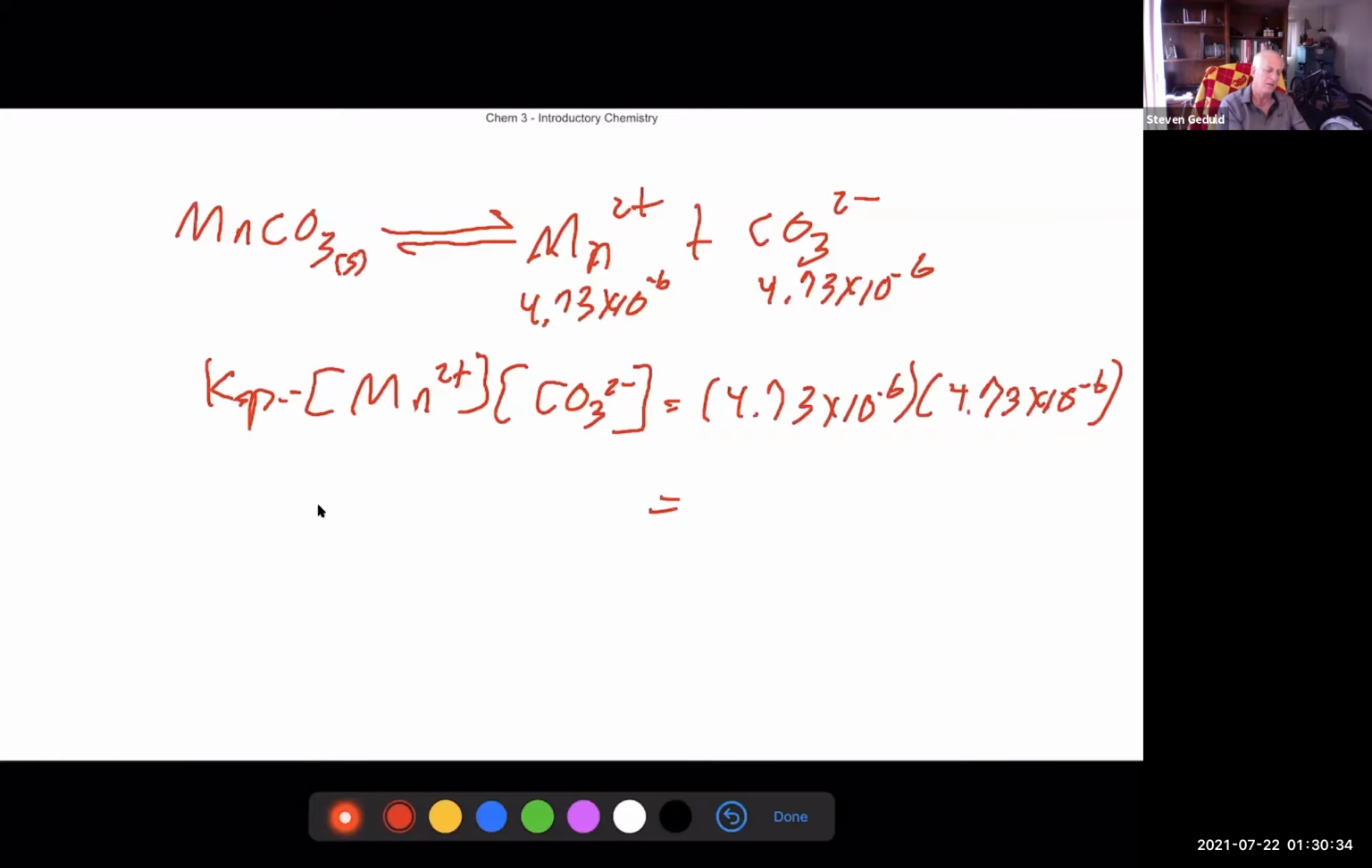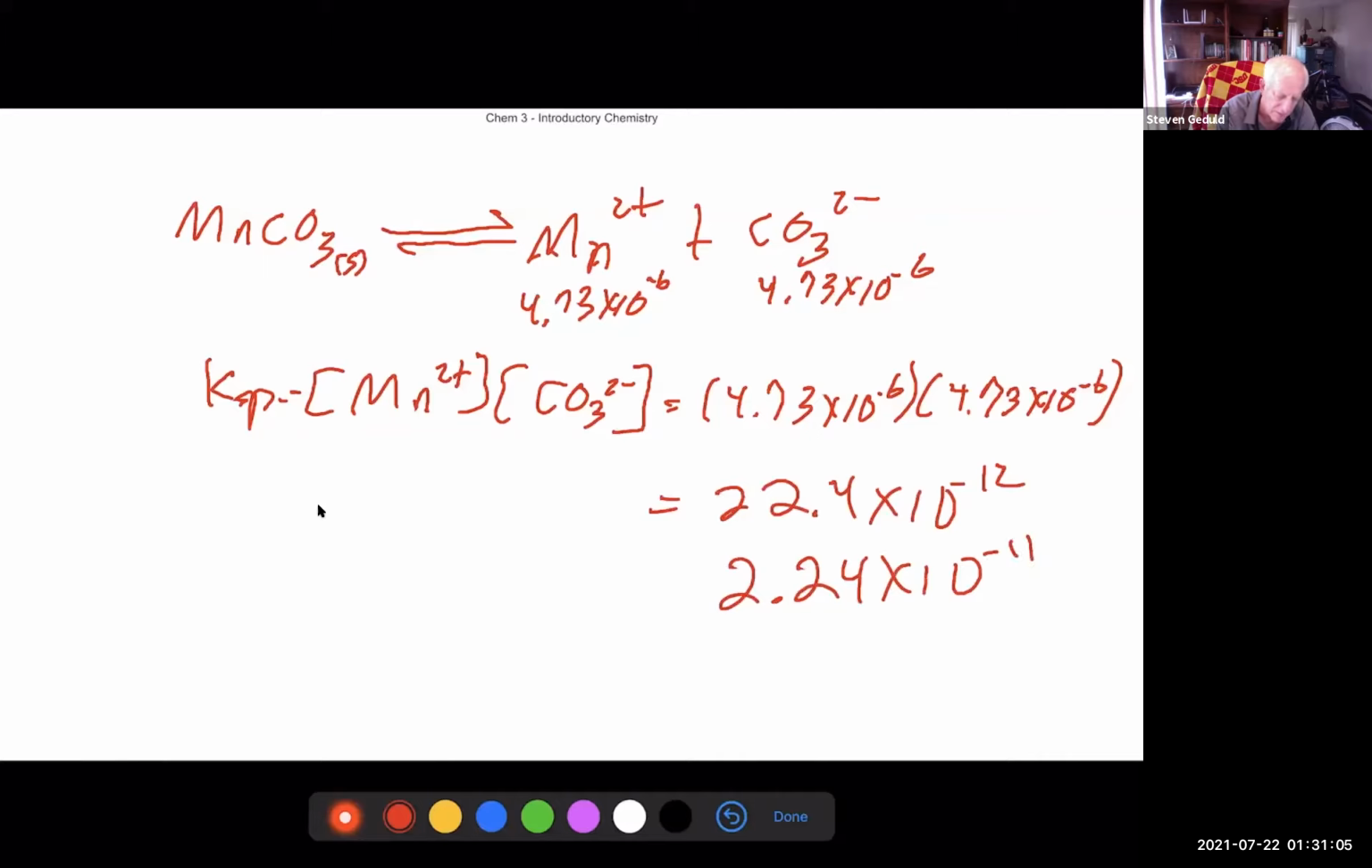Okay. Let's do it the easy way this time. Let's just do it on our calculator, simple. 4.73 times 4.73 gives you 22.4. And how many significant digits here? 3. 22.4 times 10 to the negative 12. Okay, just adding those exponents together that way. So it becomes 2.24 in scientific notation. I made that number smaller, made this number bigger, so minus 11. 2.24 times 10 to the minus 11.